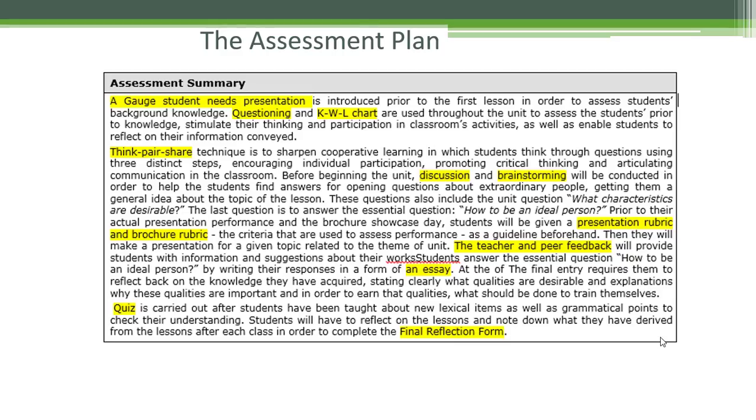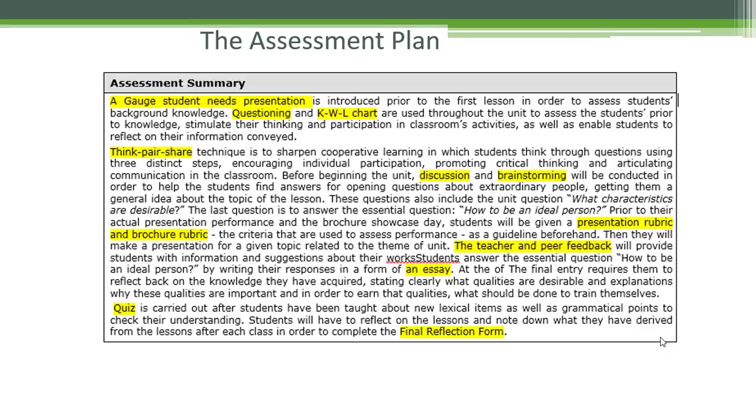The assessment plan. Basically, this serves as a brief plan to assess my students continuously throughout the unit. The assessment process can be broken into 3 periods. Before the beginning of my unit, I will use the gauge student needs presentations as well as the KWL charts in order to arouse their interest in the subject. I will ask them a lot of questions to assess their understanding of the curriculum framing question. Based on the results of the assessments, I will provide additional instruction if necessary.